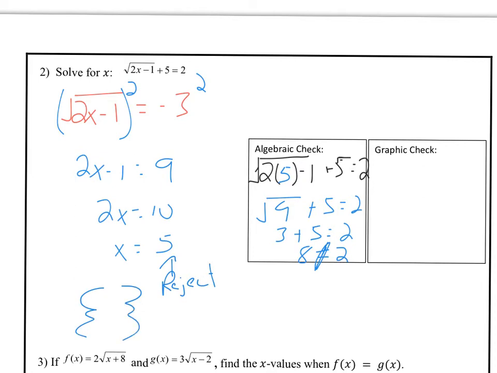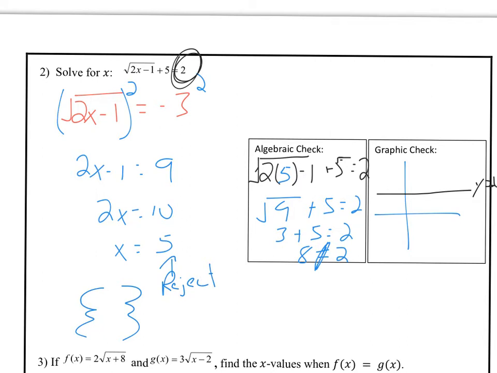The graphic check, kind of important to do. We're going to pretend that we have a calculator here, or you can just think about it in your head. So the first one on this first side that we're going to be graphing right here is going to be y equals 2. Okay, so there's our line y equals 2. And then we need to graph the other one, square root of 2x minus 1 plus 5.